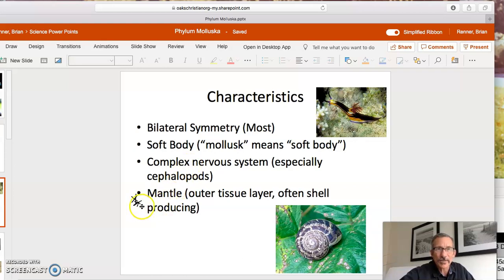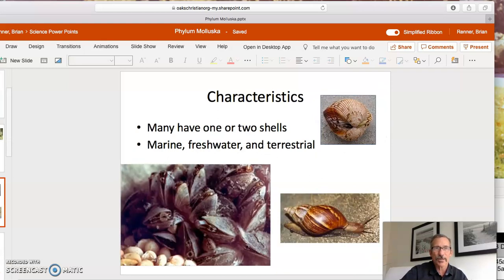And then lastly, you see I put a couple of stars here, they have this body tissue layer called the mantle. And the mantle, if you don't have a shell and you're a mollusk, is an outer tissue layer. So if you're holding, say, like a squid or an octopus, you're actually touching the mantle. If you're holding something by the shell, like that snail or a clam, the mantle would be just inside the shell, and it's actually the body part that created the shell.